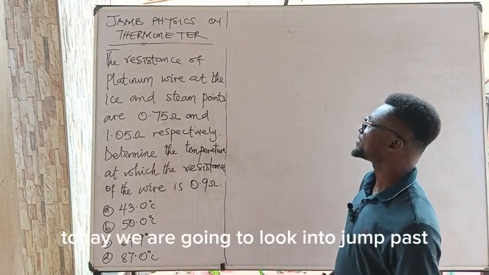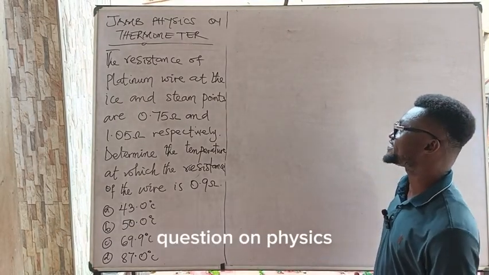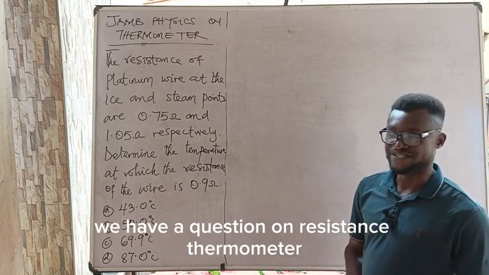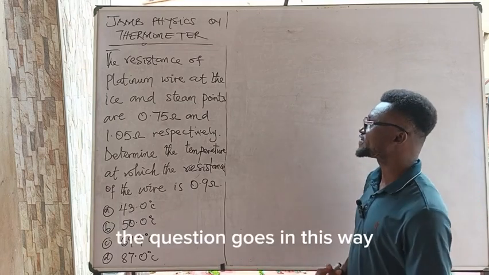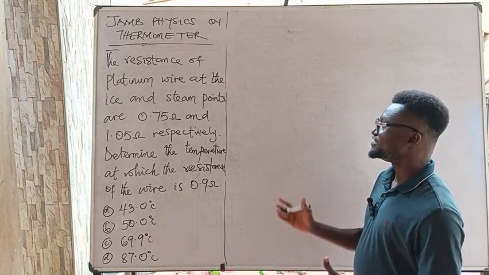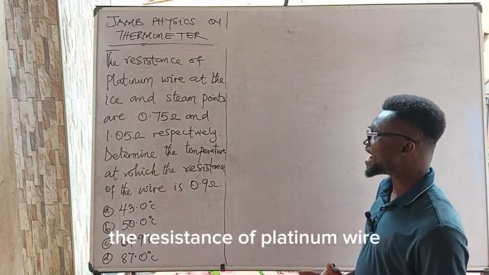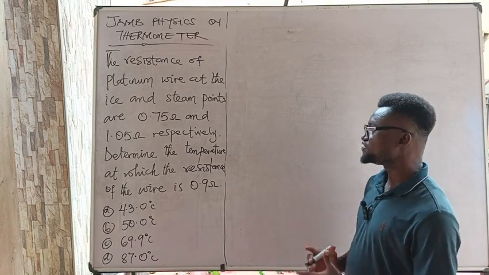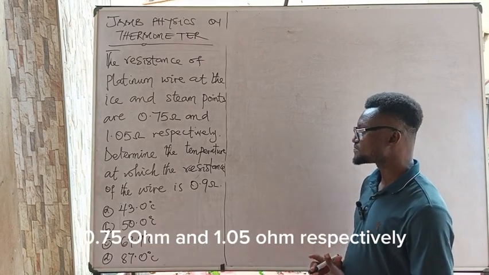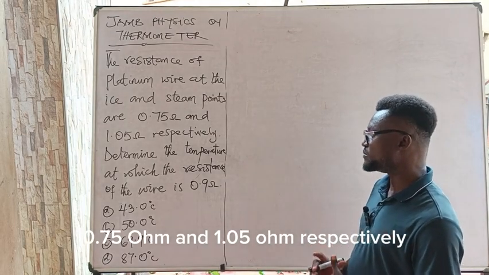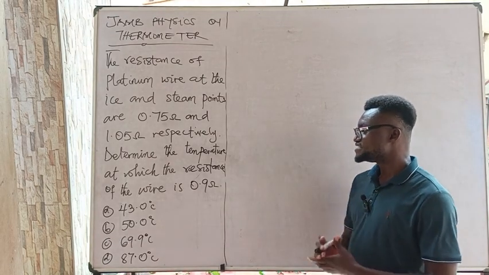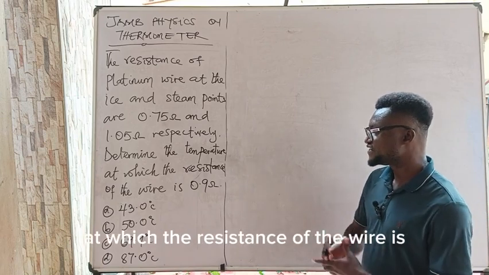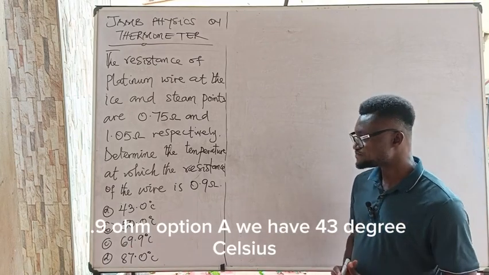Today we are going to look into a JAMB past question on physics. We have a question on resistance thermometer. The question goes in this way. The resistance of a platinum wire at the ice and steam points are 0.75 ohm and 1.05 ohm respectively. Determine the temperature at which the resistance of the wire is 0.9 ohm.